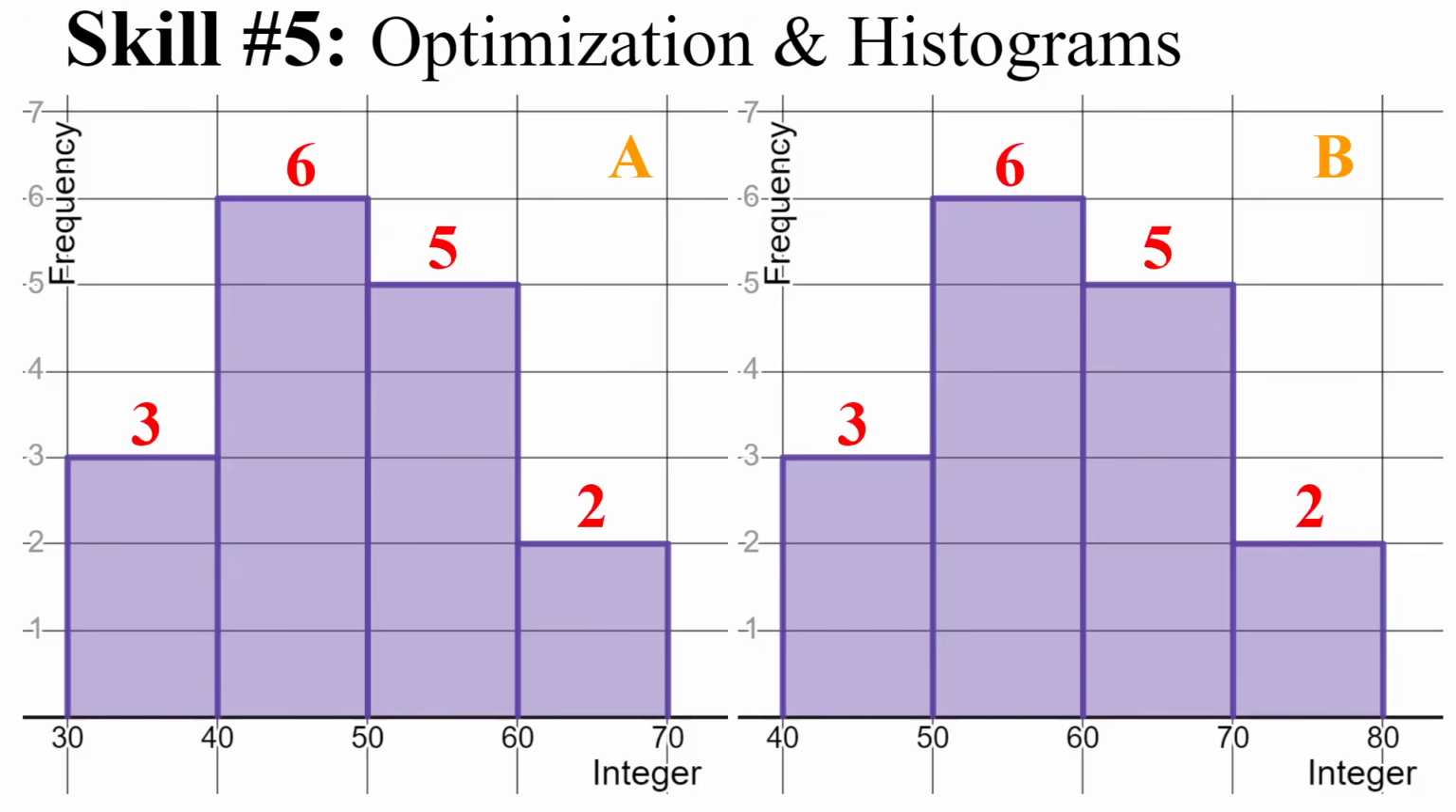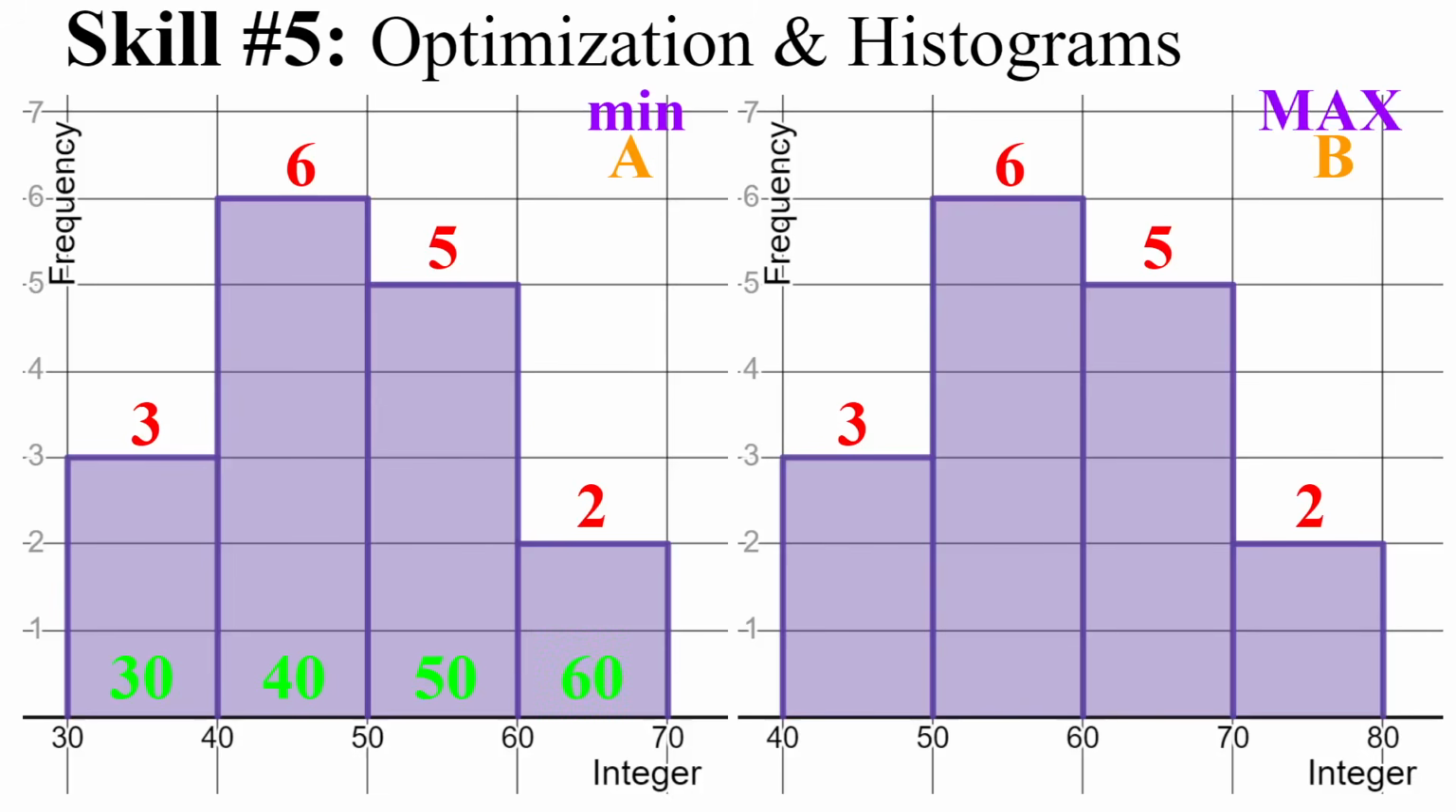Okay, let's label all the frequencies on top of the bars. That's always helpful. And we have to minimize A and maximize B. So the smallest number is the left one. In the first box, it's 30. In the next box, it's 40. In the next box, it's 50. In the next box, it's 60.